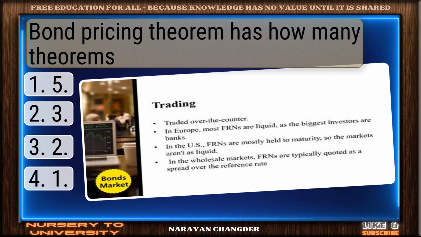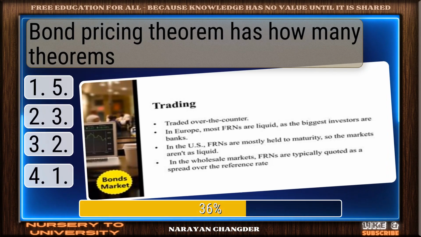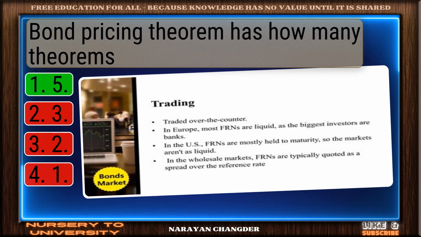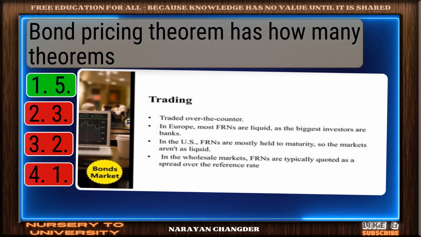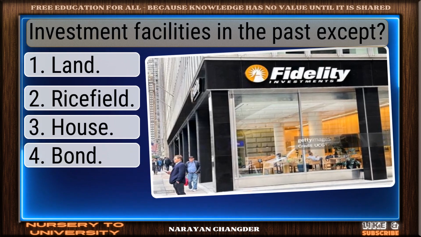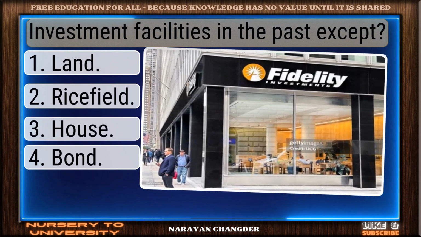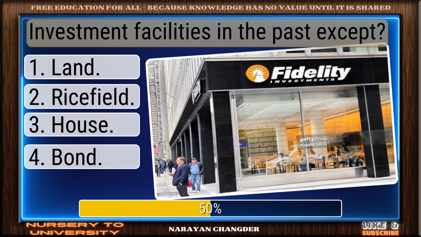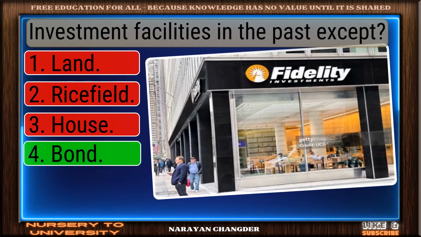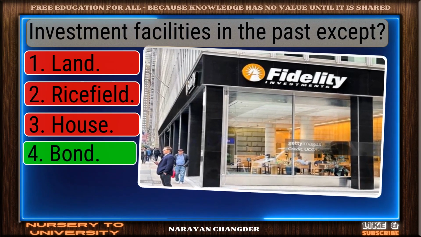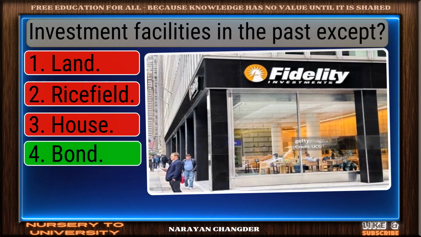Bond pricing theorem has how many theorems? Well reasoned. 5 is the correct choice. Investment facilities in the past except. Exactly. Bond makes sense and it is right choice.